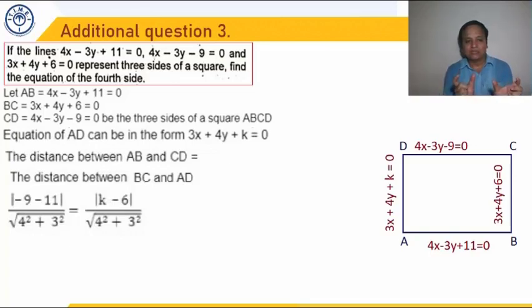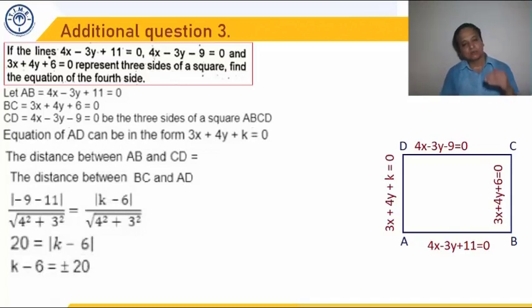The denominator from both sides, being non-zero, cancels out. Minus 9 minus 11 becomes minus 20. Inside the modulus it becomes plus 20. So 20 is equal to the modulus of K minus 6. Whenever we remove the modulus sign, plus minus appears. So the modulus of K minus 6 is equal to 20. Can we say K minus 6 is equal to plus minus 20?